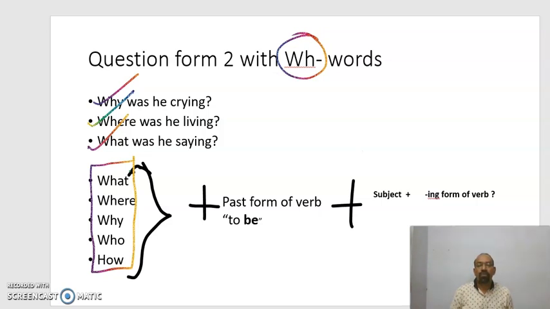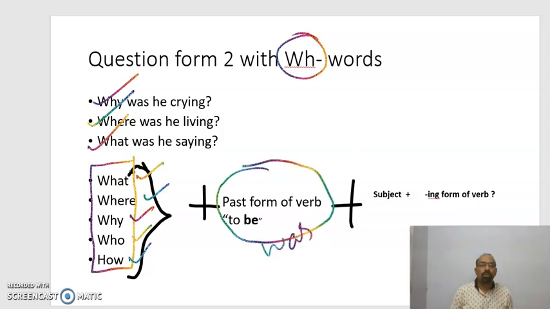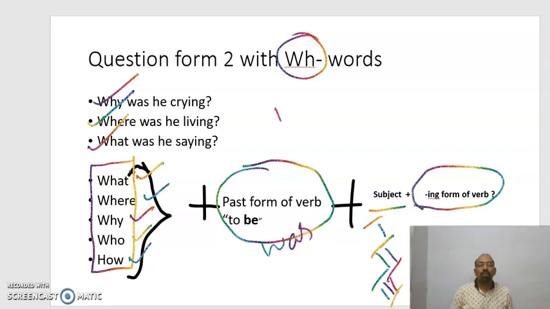First we have to write the question words like what, where, why, who, how. Then the past form of verb to be, that is was. Then subject, all the subjects, first person, second person and third person. Then the ing form of the verb. Look at this: Why was he crying?